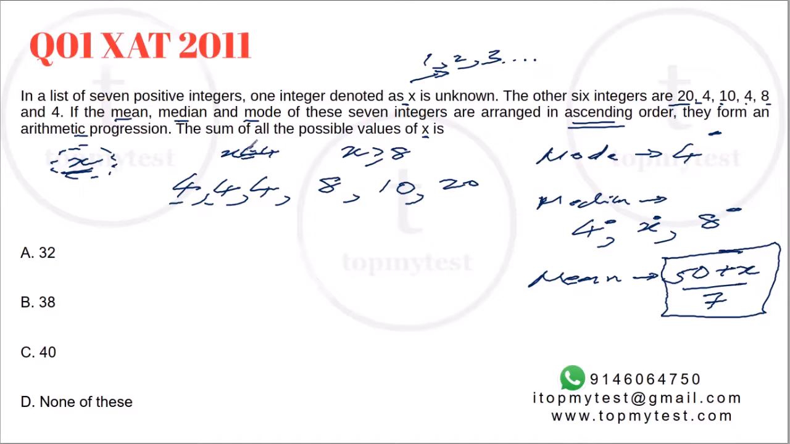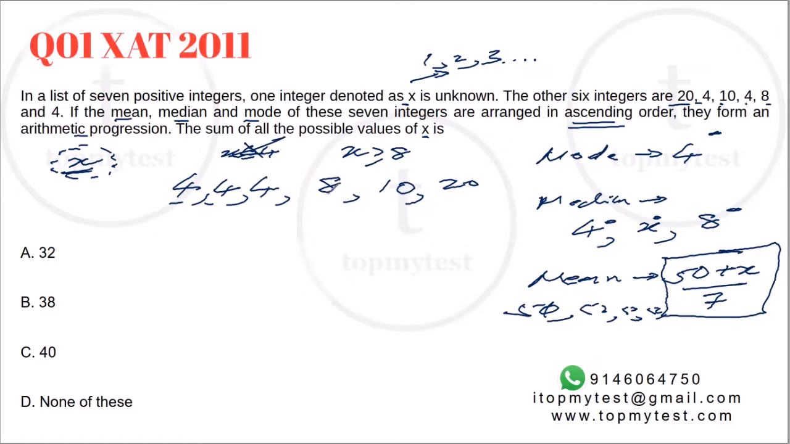Okay, now let's look at the three scenarios. The first scenario was when x is less than or equal to 4. So x can be 1, 2, 3 or even 4. So you can get 51, 52, 53 or 54. None of them are multiples of 7, so x cannot be less than or equal to 4.